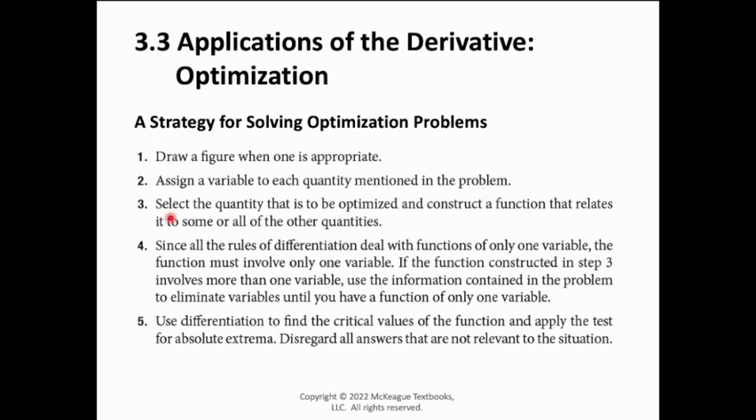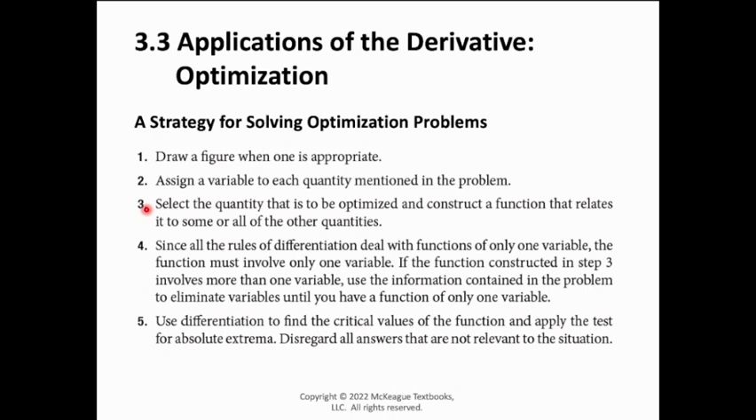And number three, it says select the quantity that is to be optimized and construct a function that relates it to some or all of the quantities. So for number three, this is where a lot of people get in a rut. If an equation is not given to you, you have to come up with one. So whatever it is that you're trying to optimize, you want to come up with some kind of equation that incorporates as much of the information as you can from the problem. Sometimes you can't, and you might have to substitute something in, and we'll go over an example of that.